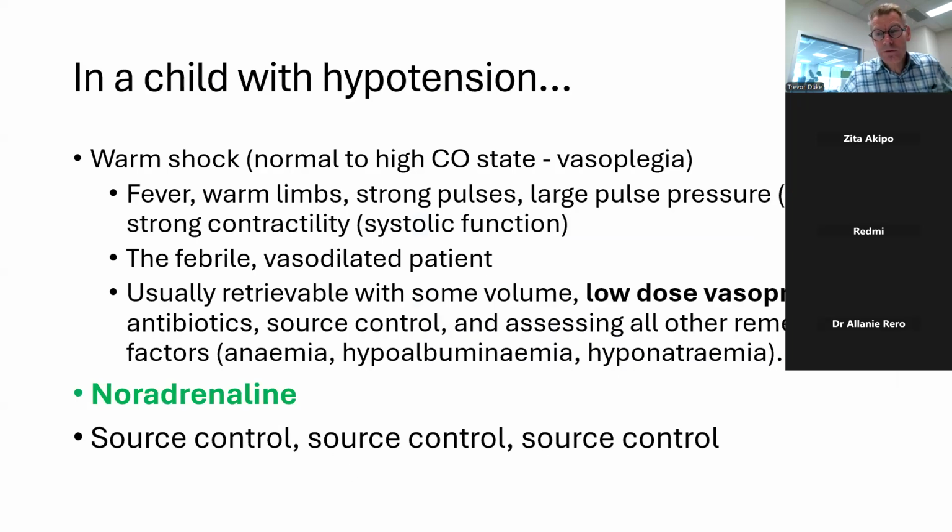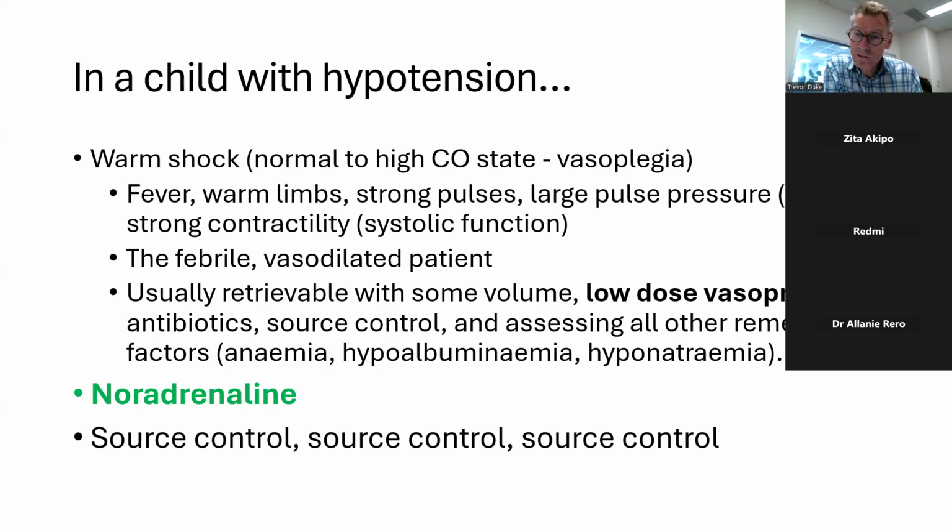So if you've got a child who's got hypotension, their blood pressure's lower than the normal range, then you need to think about whether this child's got warm shock or cold shock. And if a child's got warm shock, then they'll often have vasoplegia. Their blood vessels aren't constricting, they've got a fever and they're vasodilated. And so they'll often have warm limbs and strong pulses, and they may have a large pulse pressure, like more than 50 millimeters of mercury. And if you do an echo, they'll have strong contractility. You look at their heart and it's pumping quite strongly. And that child will often look like the febrile, vasodilated patient.